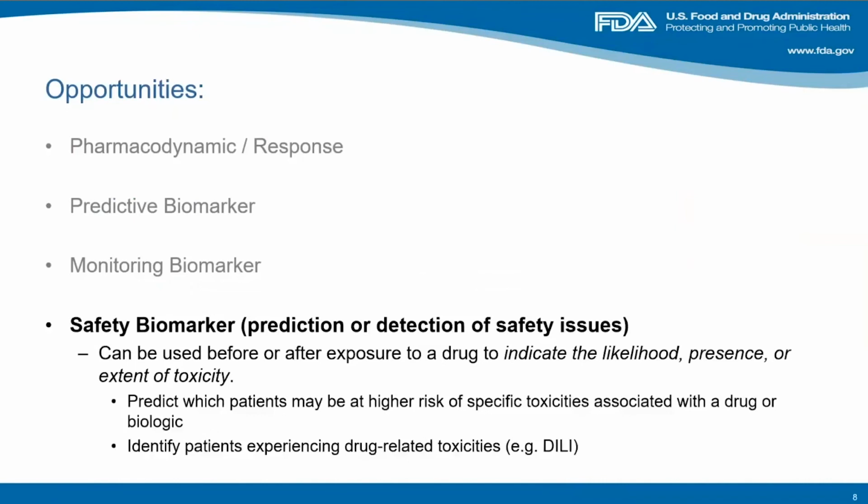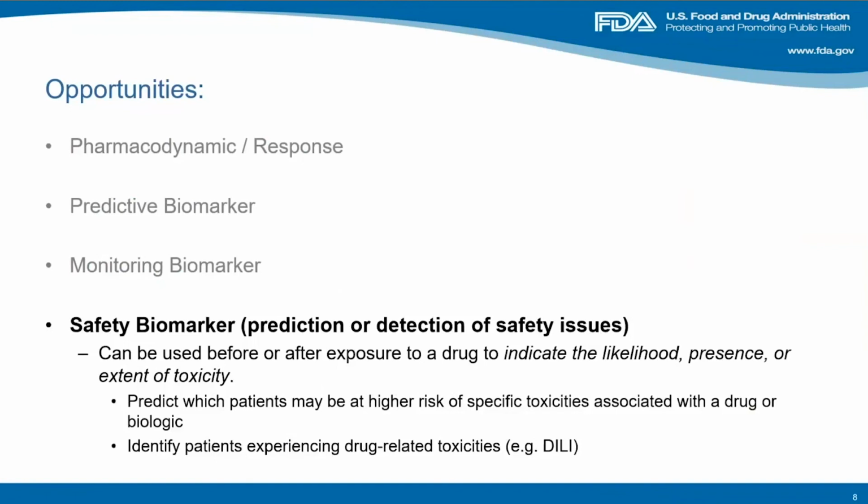Last, but certainly not least, we are always interested in better ways to monitor and promote patient safety. Safety biomarkers come in different flavors and can be used before or after exposure to a drug to indicate the potential for, presence of, or extent of toxicity. One example of a safety biomarker well known to the community is TPMT testing prior to initiation of thiopurines, which is widely utilized in clinical practice as a means of predicting which patients are at greatest risk from drug-related toxicity specific to that agent.